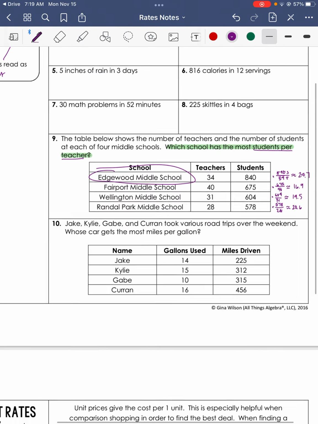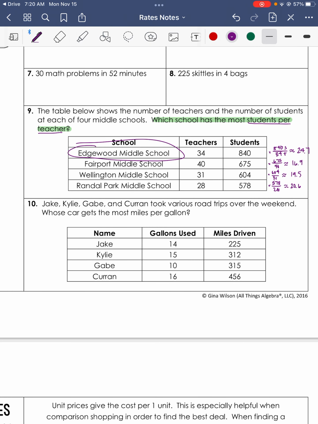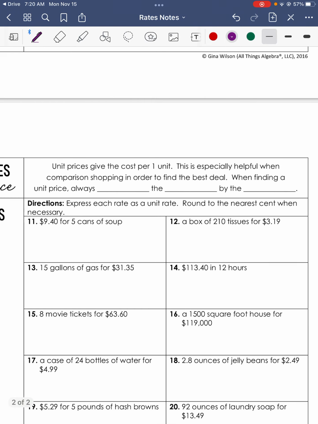Okay, so number 10, Jake, Kylie, Gabe, and Curran took various road trips over the weekend. Whose car gets the most miles per gallon? Okay, so miles per gallon, you're going to have to find the miles per gallon for each of the 4 names there, okay? And then decide which one is the most.